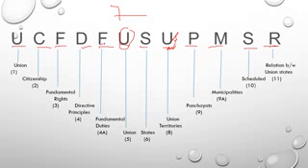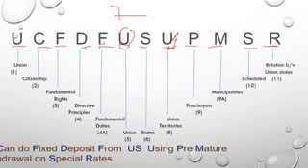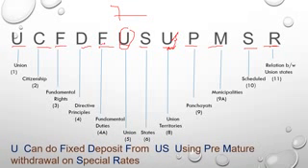So how to remember these 11 parts easily? I have come up with an easy sentence so that you can remember all these 11 parts. And the sentence is: you can do a fixed deposit from US using premature withdrawal on special rates. In this sentence, you just concentrate on the letters in blue color.